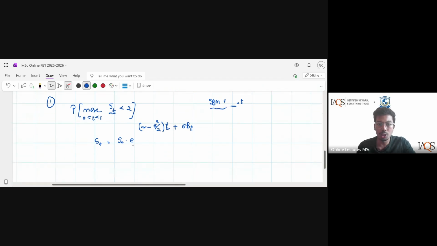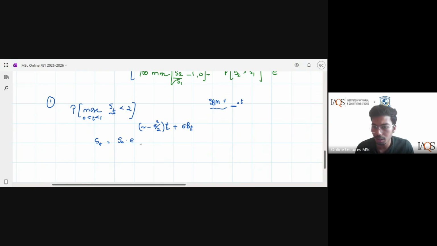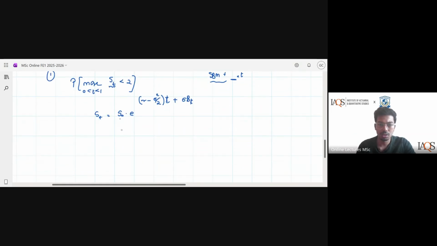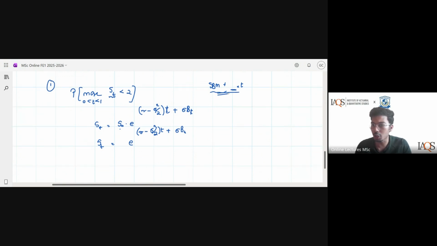So first, I know I don't need this exponential over here. So let's take log. First S0, they've given me the value in the question as $1. Let's get rid of S0. So I know ST will be equal to e raised to (r minus sigma square by 2)t plus sigma Bt. I don't have any exponential needed, so let's get rid of the exponential. Log of ST is equal to (r minus sigma square by 2)t plus sigma Bt.